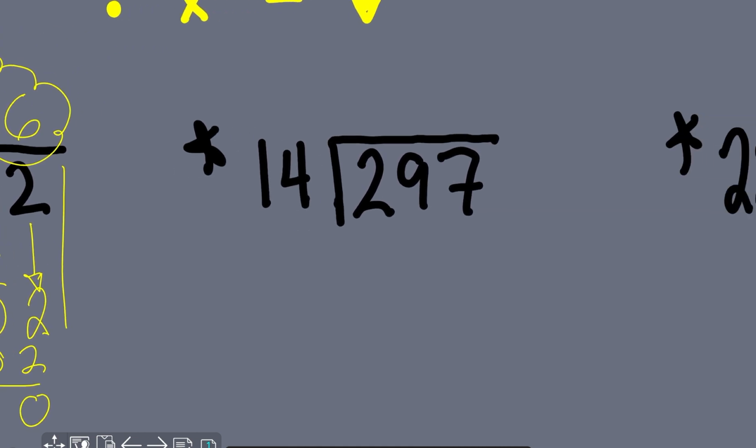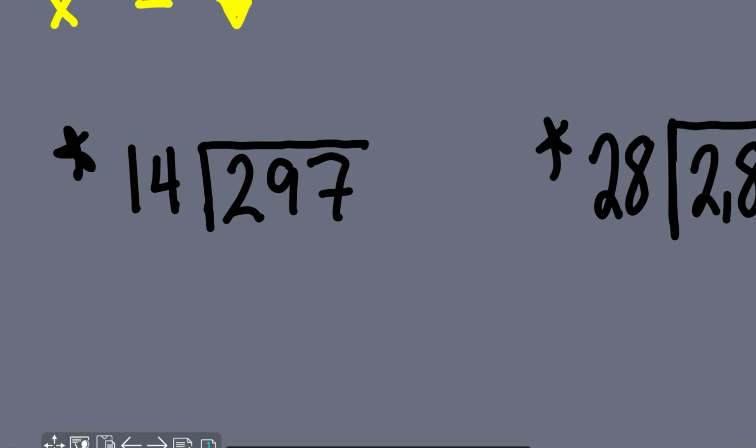Let's try another problem, a little bit smaller, but this one's going to have a remainder. The unfortunate reality with this one is I can't skip count by 14. The closest thing that I can skip count really well by is 12, because I know my 12's facts, and that's pretty close. I ask myself, can 14 go into 2? No, it can't. Can 14 go into 29? Yes. If I skip count by 12: 12, 24, 36. 36 is too big. So I'm guessing that 14 times 2 is my best option.